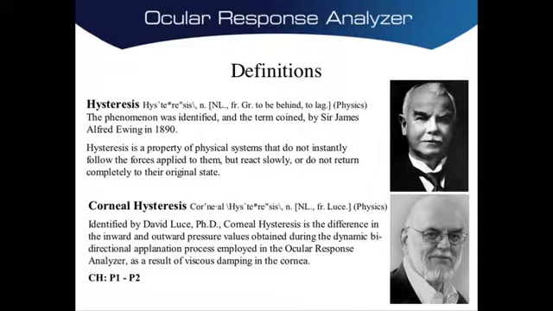Dr. David Luce, PhD at Reichert, coined this term, and it is specifically to describe the difference in the inward and outward applanation pressures as obtained during the dynamic bidirectional applanation process employed in the ocular response analyzer. Mathematically, corneal hysteresis is simply P1, applanation pressure 1, minus P2. It is the raw difference between those two applanation pressures. This is a new ocular parameter.